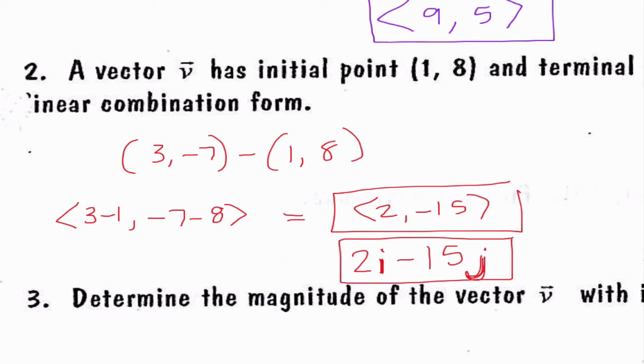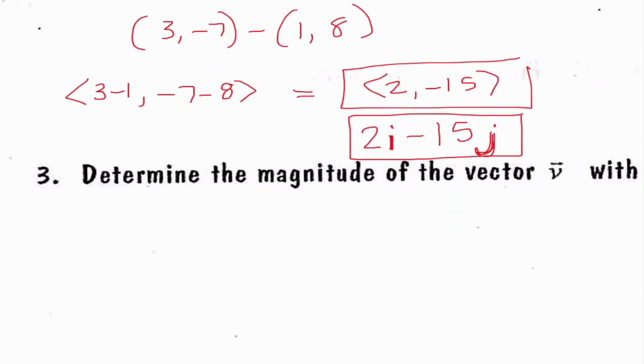Okay, and if they give us the initial and the terminal point, finding either of these two forms is not very difficult. It doesn't get harder than this. And just to remind us how to read this, this is just telling us the direction that this particular vector is going. It's telling us it's going to the right 2 and down 15.